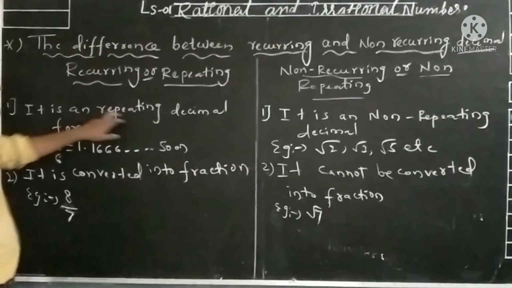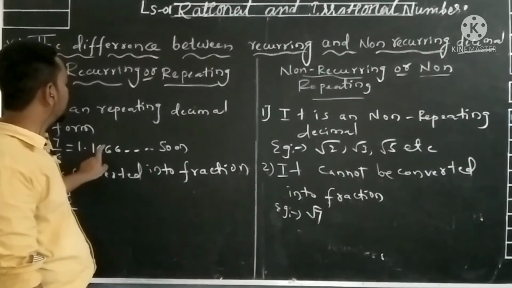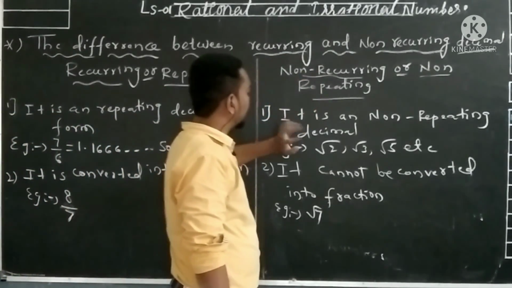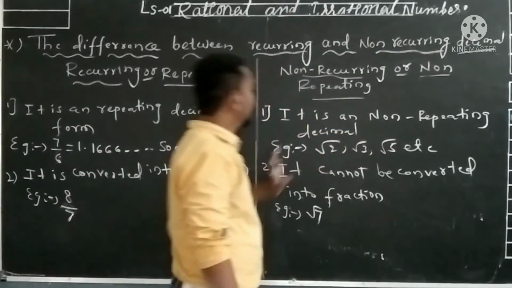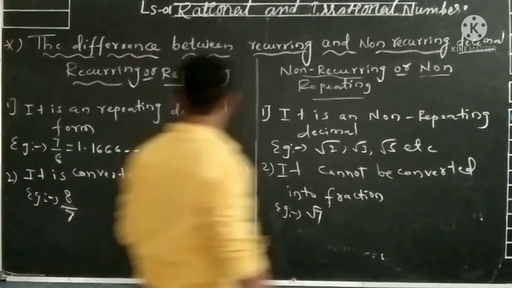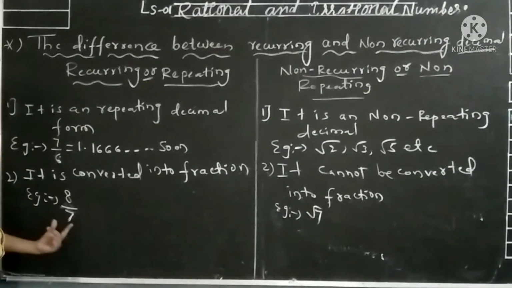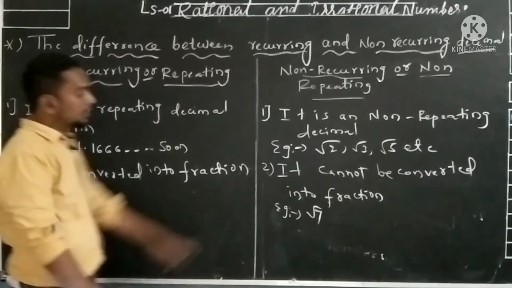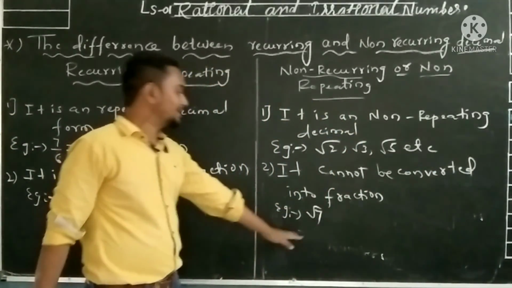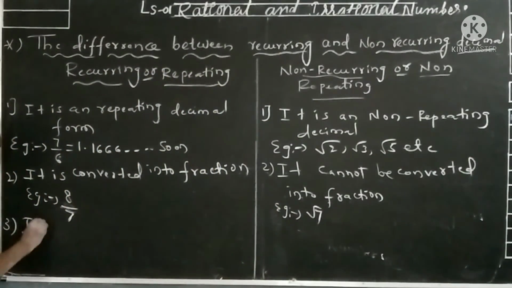Recurring is a repeating decimal form. Example, 7 upon 6 is equal to 1.1666 and so on. Non-recurring is a non-repeating decimal. Example, root 2, root 3, root 5, etc. Here it is converted into a fraction, for example 8 upon 7. Second, it cannot be converted into a fraction, example root 7.